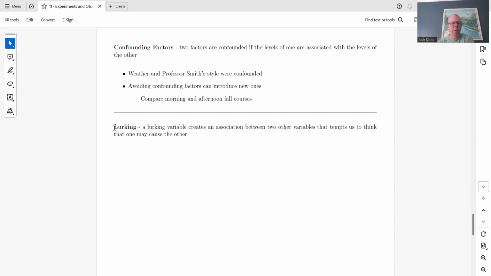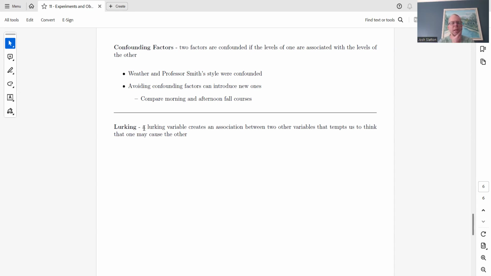And then we talked about lurking variables in the chapter on scatter plots. Lurking variables create an association between two variables that tempts us to think one may cause the other. So these are pretty similar ideas, and they can be a little bit confusing. With confounding factors, you're looking at two things that could be causing the response to move, the response being the y variable. We have two different things that could be influencing the response, whereas a lurking variable is a third variable that is causing both of the other two to move together.